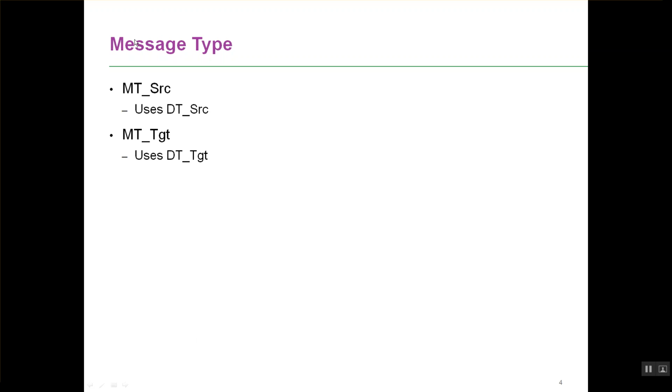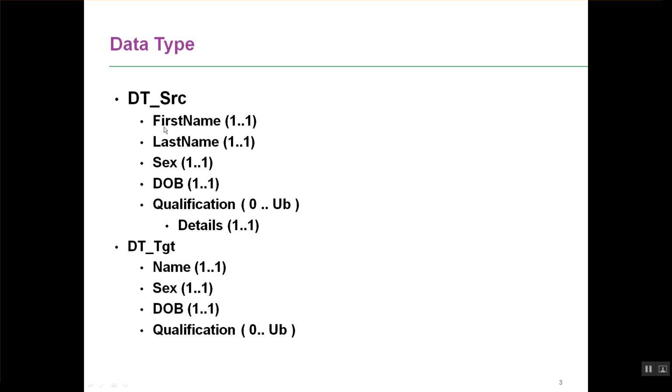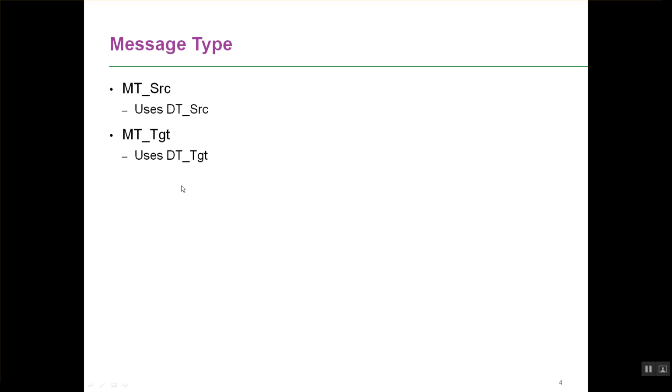Okay, message type is an encapsulation for the data type. So because we defined two data types in the previous slide, you will have to create two message types. One is going to be called MT underscore SRC. MT stands for message type, SRC stands for the source message type, MT stands here for message type, and TGT stands for the target message type. And because message types are encapsulation of the data types, MT underscore SRC will be using the DT underscore SRC that was defined here, and the MT underscore TGT would use the DT underscore TGT that was defined here.